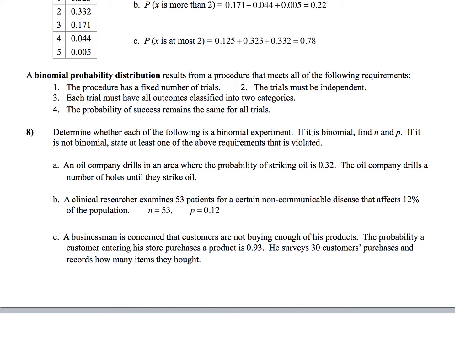Now in question 8, we are asked, does each one of these represent a binomial probability distribution? And if so, what is the n, the number of trials, and what is p, the probability of success? If it is not a binomial distribution, we have to state at least one of the requirements that is not met. Part A, an oil company drills in an area where the probability of striking oil is 0.32. The company drills a number of holes until they strike oil.